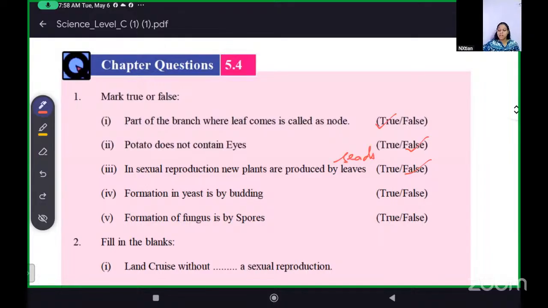Formation of yeast is by budding. True or false, Emma? True. Formation of fungus is by spores. True or false? True.